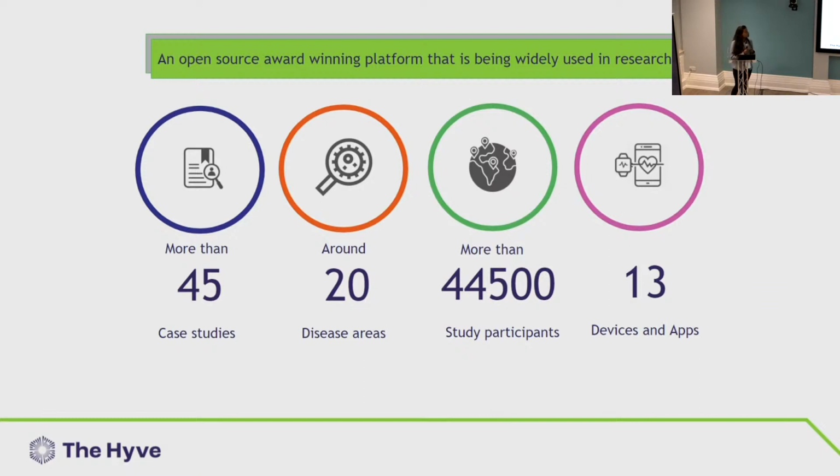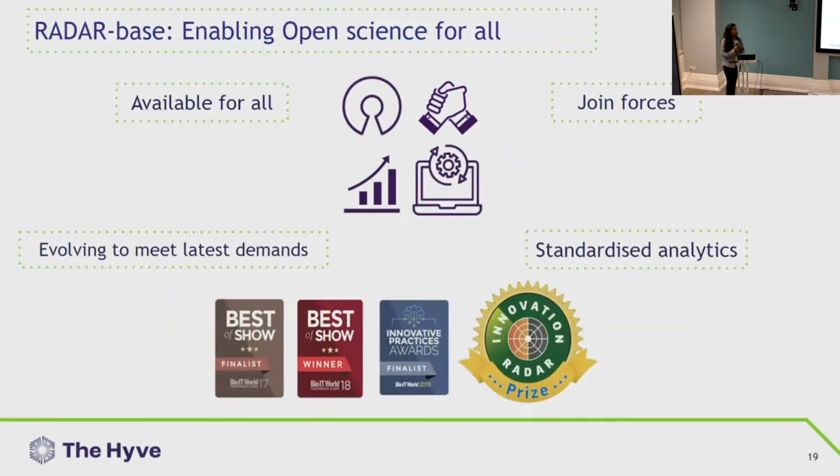Right now it's also looking into around 20 disease areas, ranging from mental health to cancer, cardiovascular disease, lung disease, COVID, different disease areas, and more than 44,000 participants are currently either in a study or plan to take part in a study. Also, more than 13 devices or apps are integrated, and we are working on integrating more devices and apps.